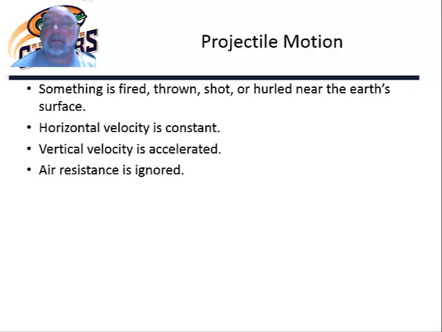Something is fired, thrown, shot, hurled, put near the Earth's surface. And when put, I'm talking like a shot put. Horizontal velocity is constant. That's because in the x direction there's no gravity acting. Gravity only acts in the y direction. And then vertical velocity is the one that's accelerated because of gravity. Gravity acts in the vertical direction. And we ignore air resistance. Projectile motion is a form of free fall. The only force acting on the object is gravity.